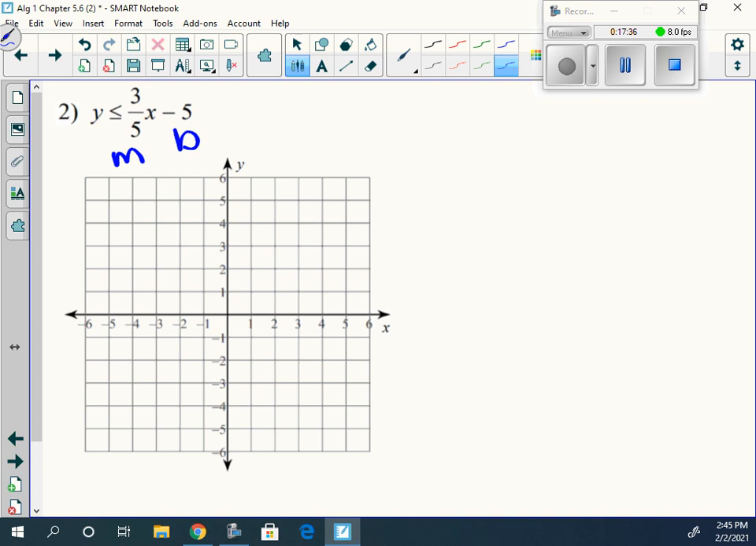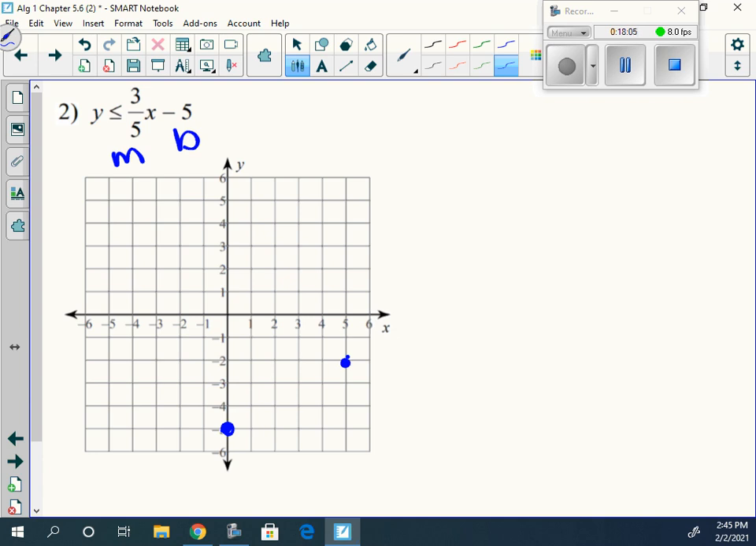So how are we going to start graphing this line? How are we going to start graphing this here? We're going to start at the negative 5, because negative 5 is the y-intercept. It's where it crosses the y-axis. So we go up 3 and over 1, 2, 3, 4, 5.